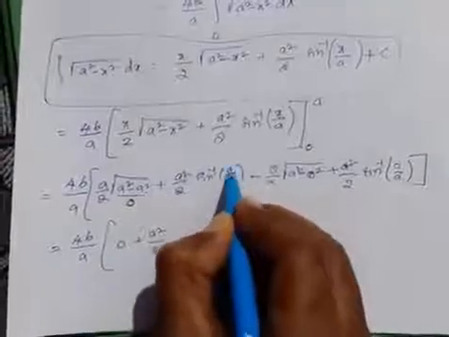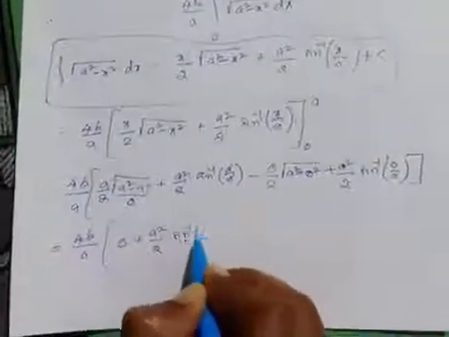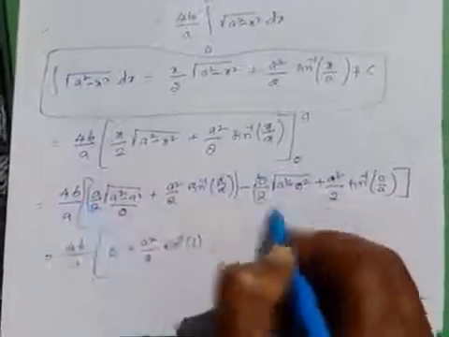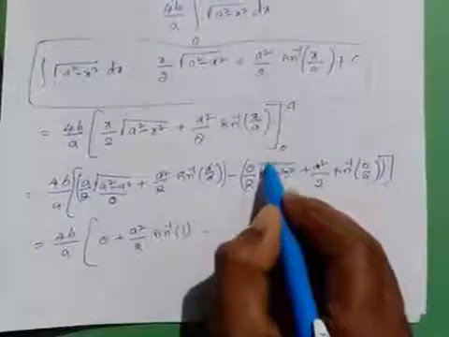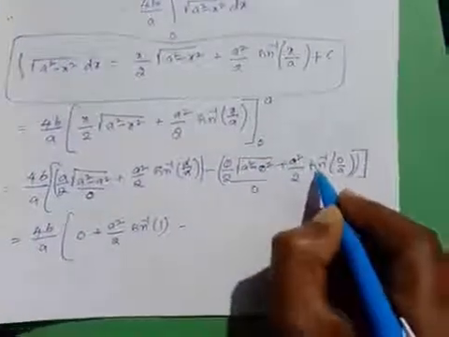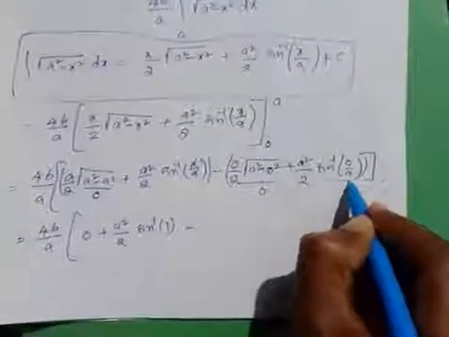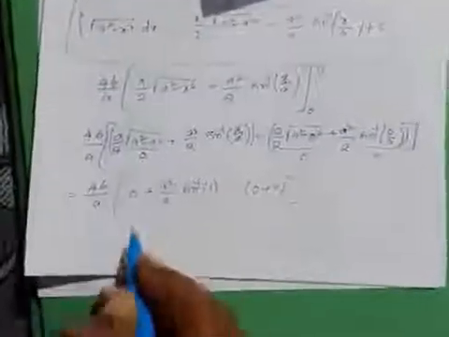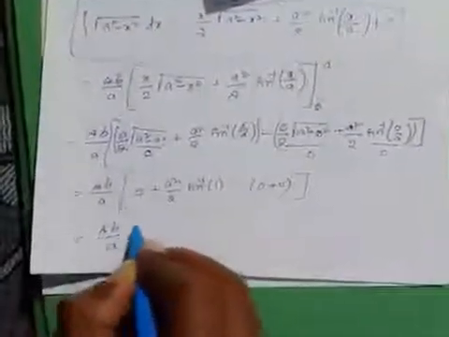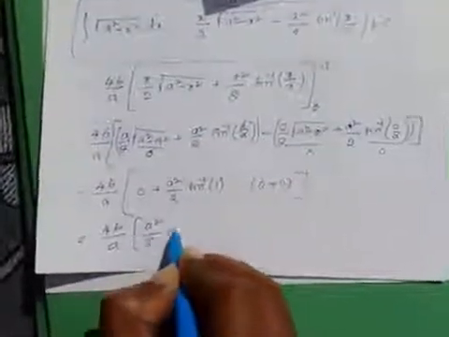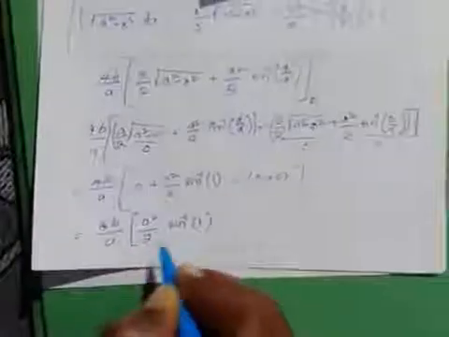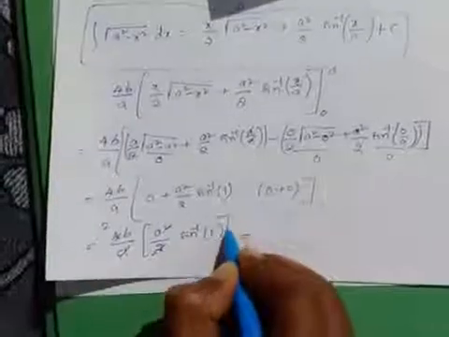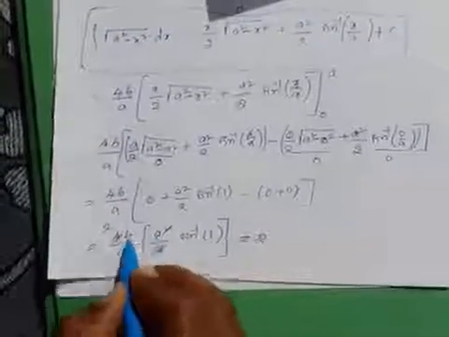See, a by a gets cancelled, so it is sine inverse of 1, minus, next 0 into anything, 0, this total is 0. We know that sine 0 is 0, this is 0, so 0 plus 0, that is equal to 4b by a into a square by 2 into sine inverse of 1. See here, a square cancelled, 2 ones are 2, twos are, that is equal to 2ab.